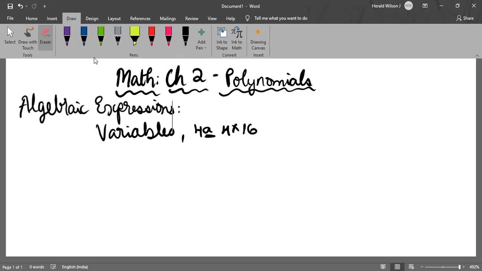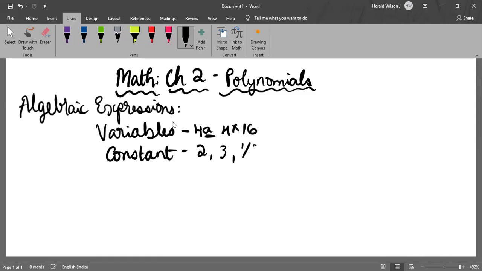Okay, then the next thing is, what is a constant? It is a numerical value that does not change, or we can say that it is a fixed numerical value. A very good example is 2, 3, even half, minus 3, and so on. There are so many infinite examples. I hope you understood what are constants and variables.